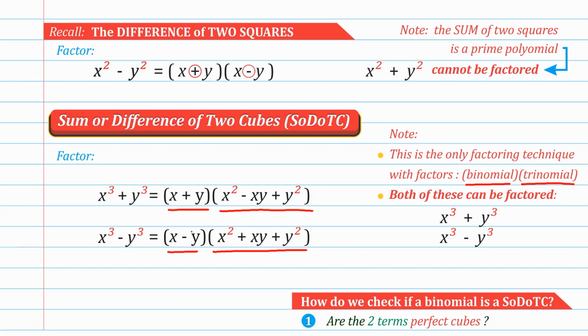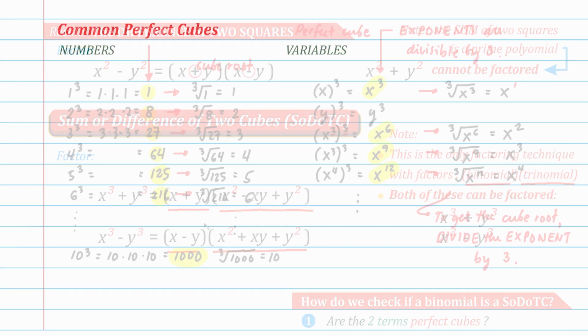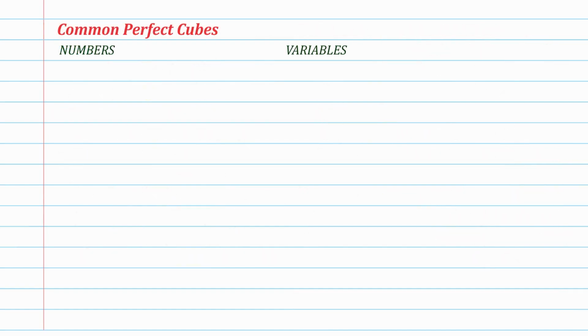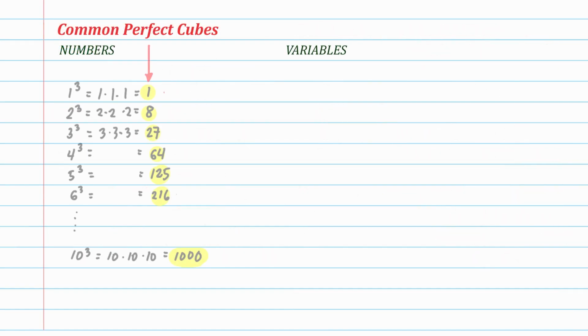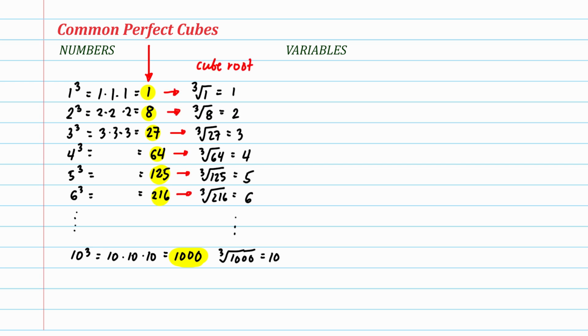Before we continue, it is important then to familiarize ourselves with common perfect cube numbers. So here is a list of common perfect cubes. And beside them are their cube roots. Equally important is to be able to easily recognize perfect cube literal coefficients, the ones that involve variables. So let's see some patterns.